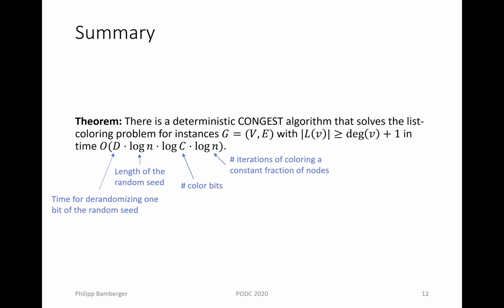With a little more care, we can reduce the length of the random seed to log delta. And usually, as in the delta plus 1 coloring problem, we only consider colors with log delta bits. So we can reduce 2 of the factors to log delta.